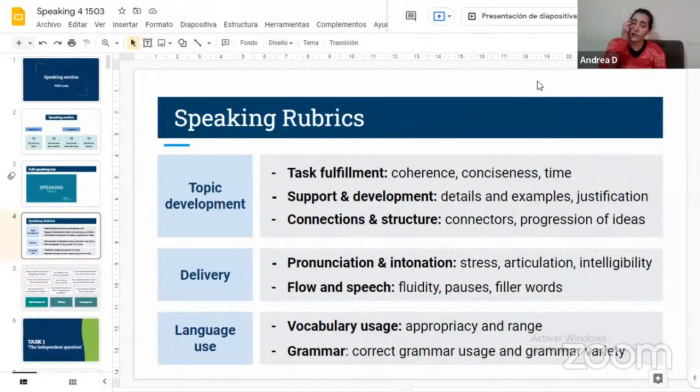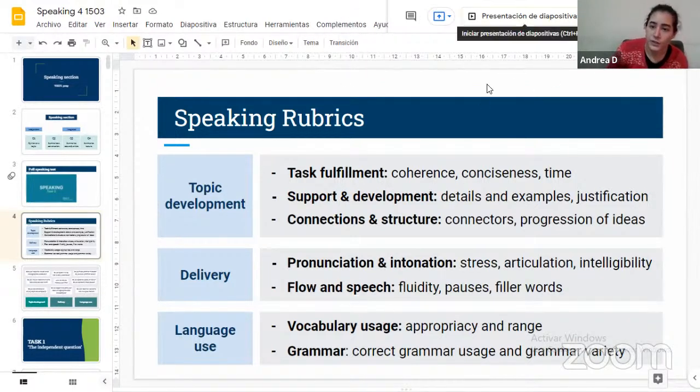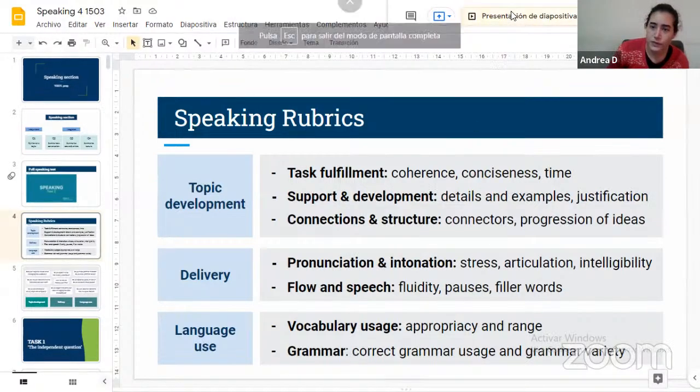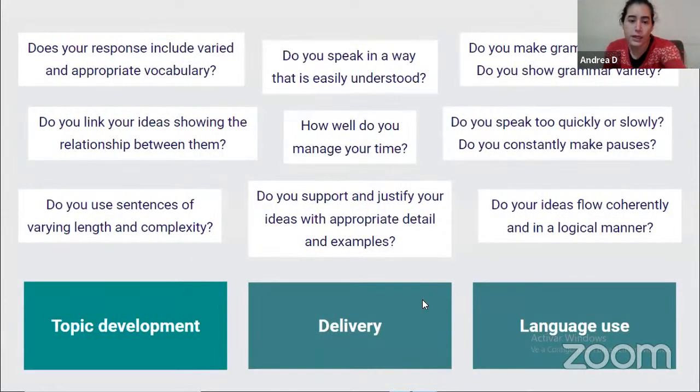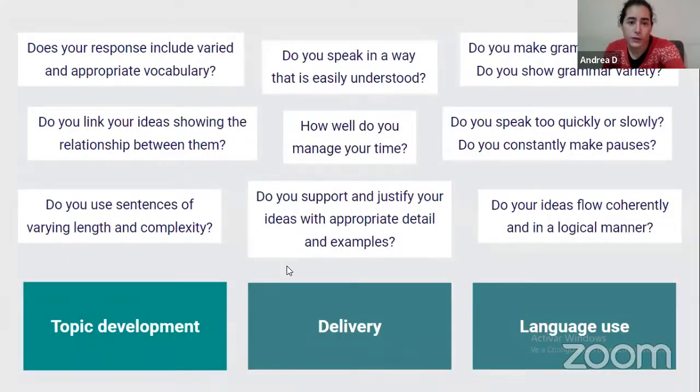Okay, guys, before we start looking at that task, since those of you who just joined maybe are not aware of this, this is basically what they're looking for in general for the speaking section. They score your speaking section based on 3 different criteria: topic development, delivery, and language use. As you can see here on my screen, it's pretty easy to remember.